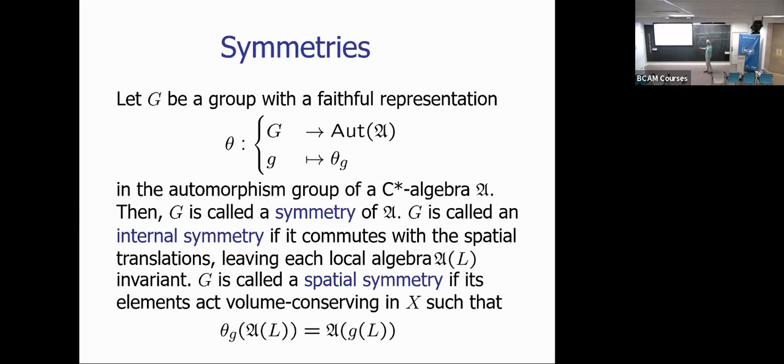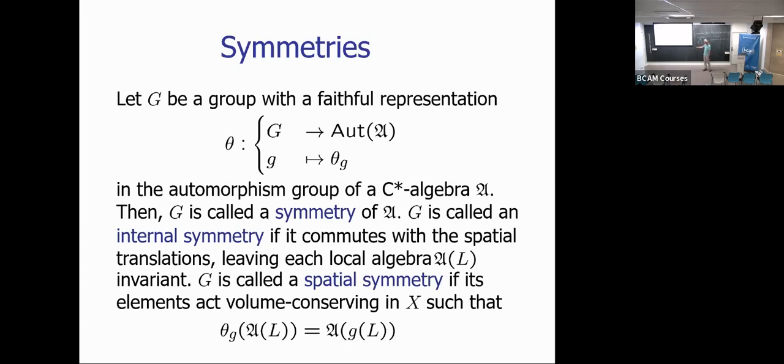And we call G a spatial symmetry if its elements act volume conserving in space such that we have exactly this property, which is a generalization of the covariance property that we have introduced before. So we are now looking at a representation theta of the group G into the automorphism group of our algebra, assigning a mapping from algebra elements to algebra elements to each group element here. And if we have this covariance property, then we talk about a spatial symmetry.